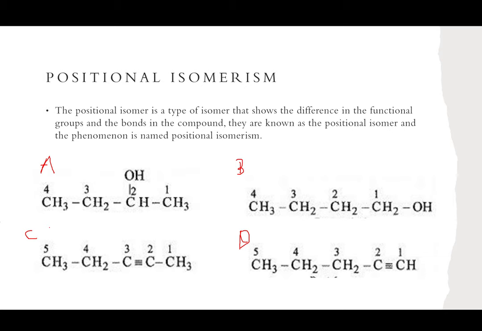We know here that A and B are isomers because they have the same molecular formula, but they just change in the position of their functional group. C and D are isomers by just changing the position of their functional group, the alkyne functional group there. Alkynes have triple bonds, right? So it just changes the position of their functional group, and that's what positional isomerism is. Should not be a problem there.